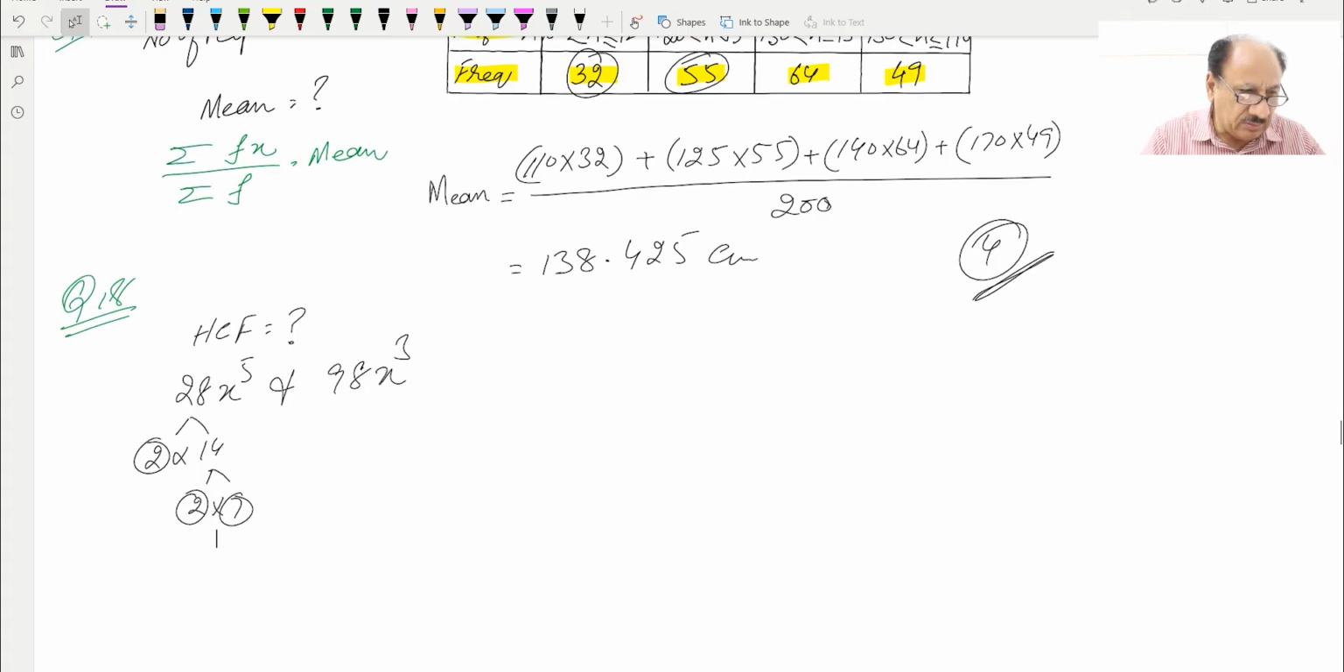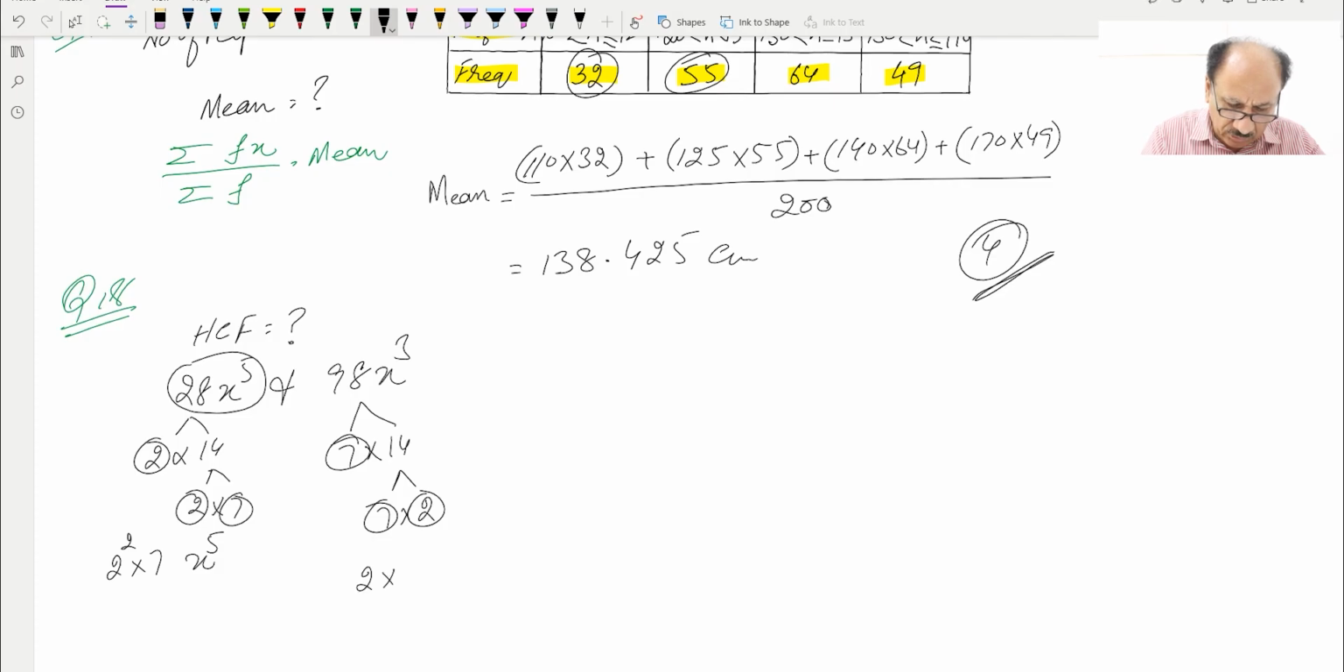We can write 28 as 2 square into 7, and with this one we will be taking x raised to the power 5. Similarly we can factorize 98 also. This will be 7 into 14, and then again 7 into 2. So prime factors will be 2 into 7 raised to the power 2, and this will be with x cube also.